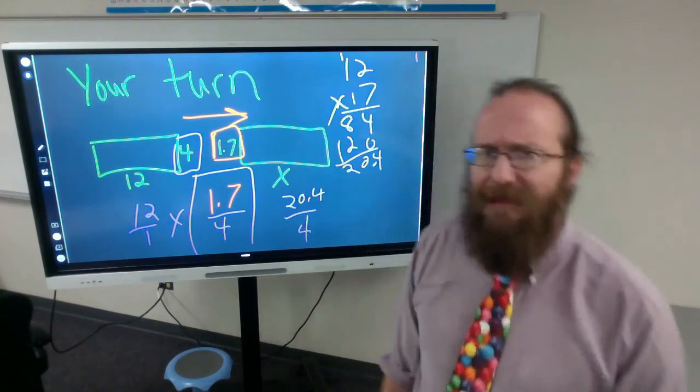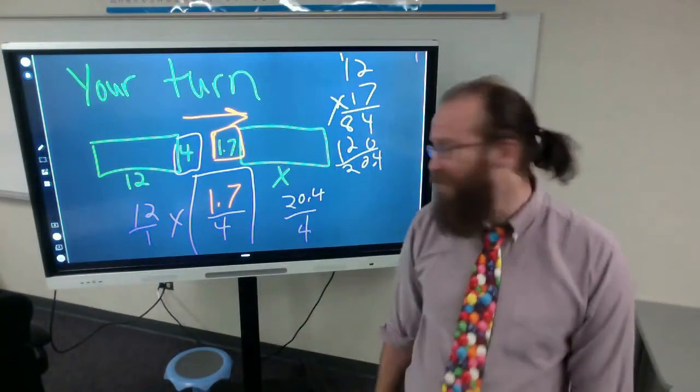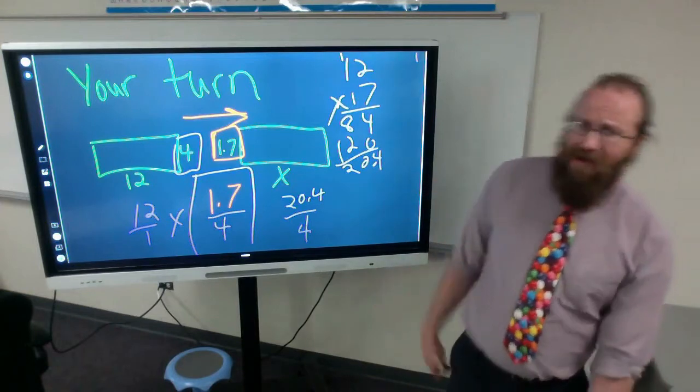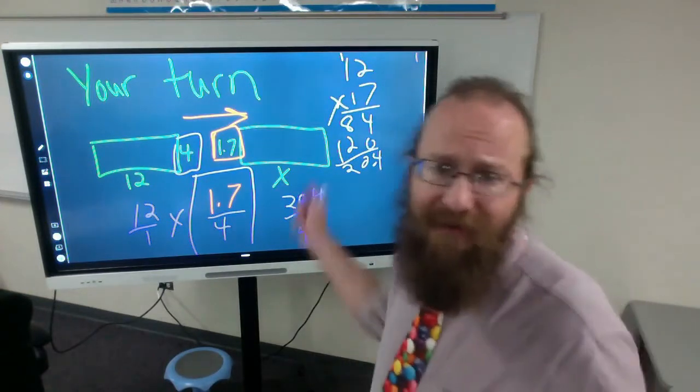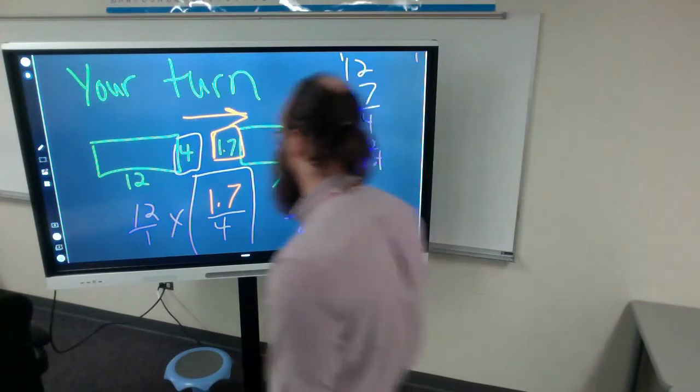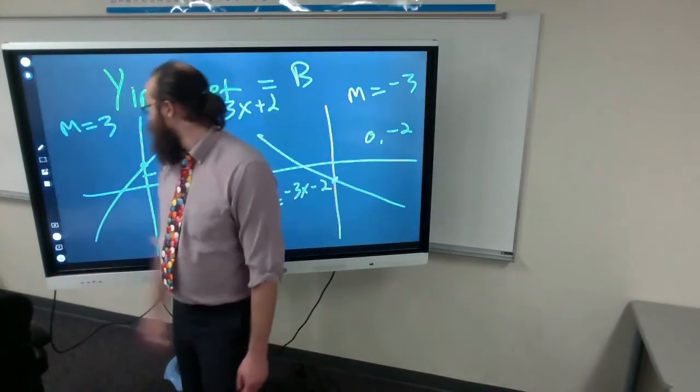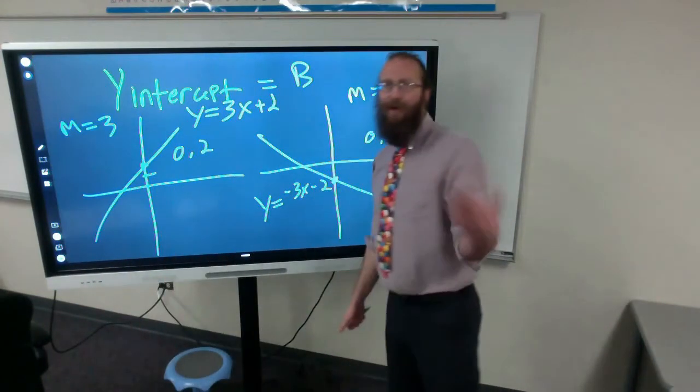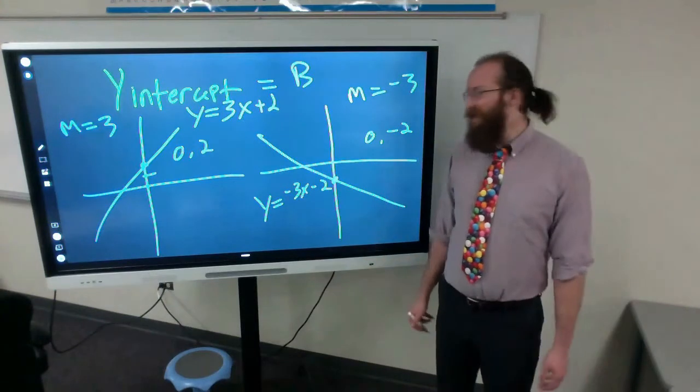And does that make sense? It should be about half as much as 12. 20 divided by 4 is 5, and 5 is about half as much as 12. So good job, guys.